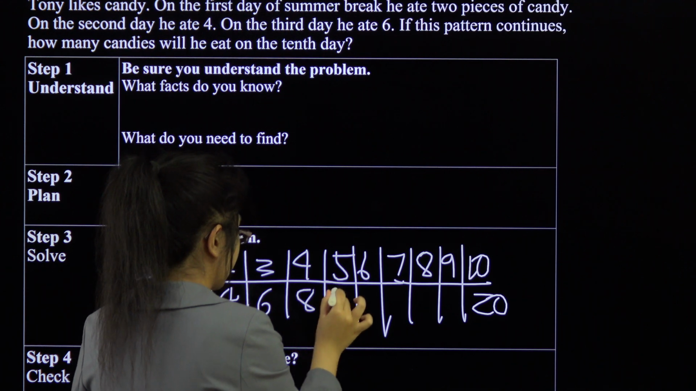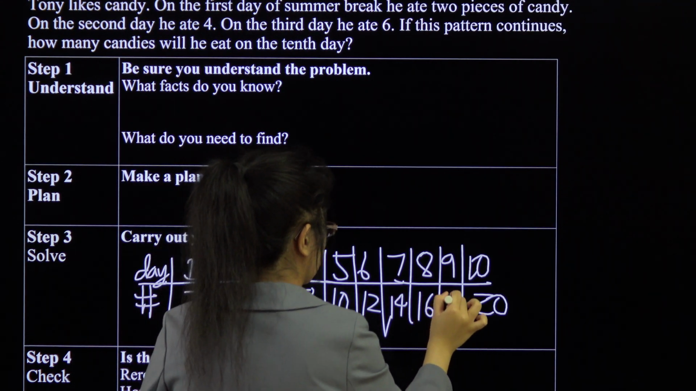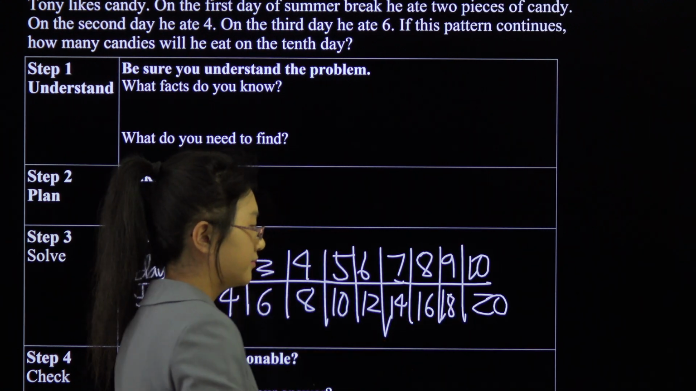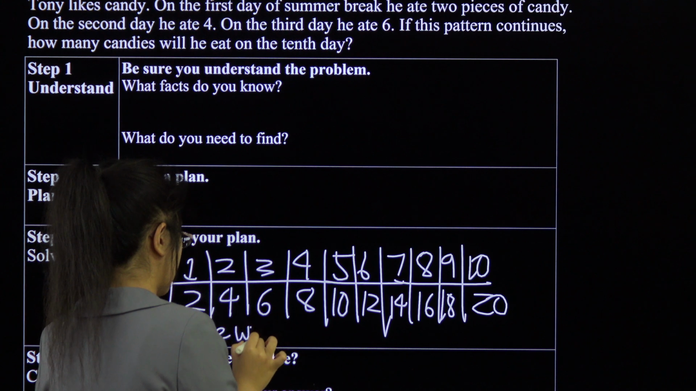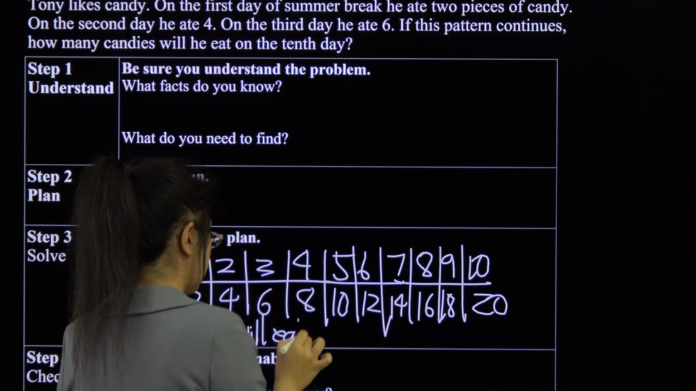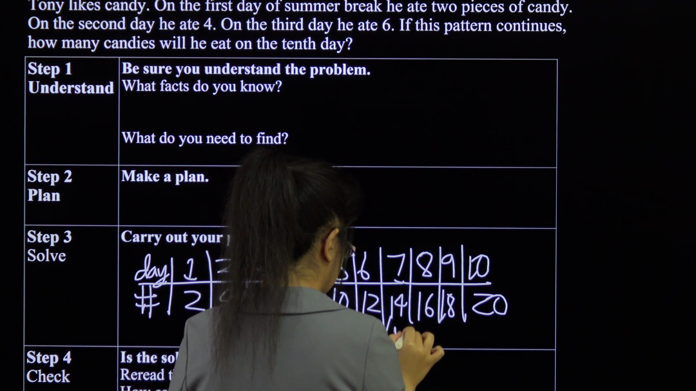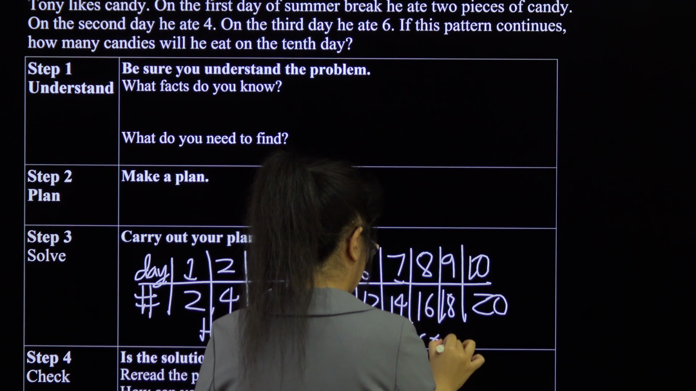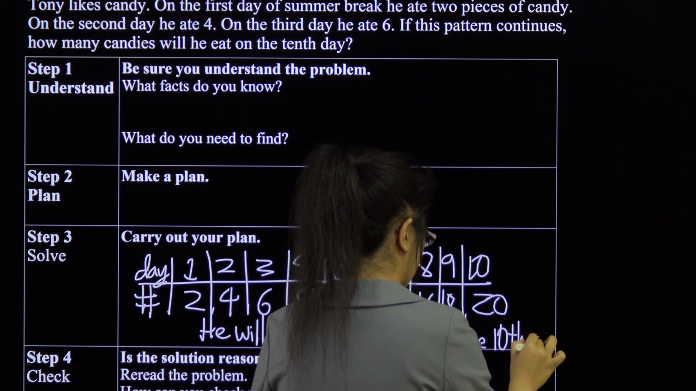If you really want to write down the entire thing, well, this is what it looked like. But he will eat 20 candies on the 10th day.